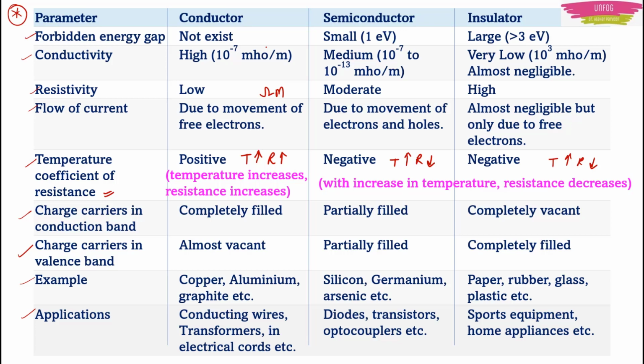About flow of current, due to movement of free electrons only, current flows in conductor. In semiconductors, due to movement of electrons and holes, that we will talk about. We have not talked about semiconductors yet, right? So this point we will talk about later.